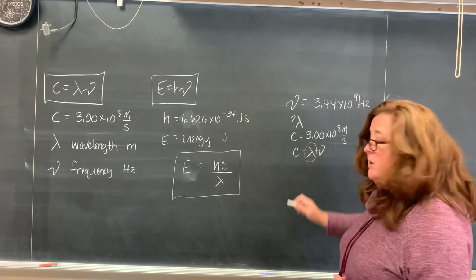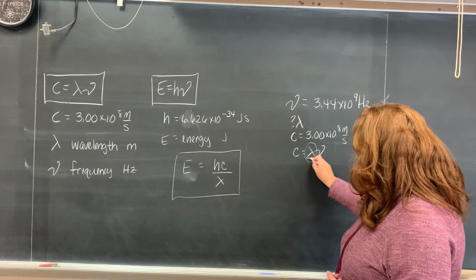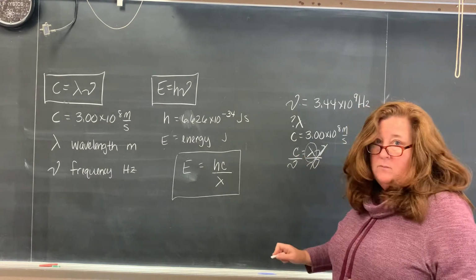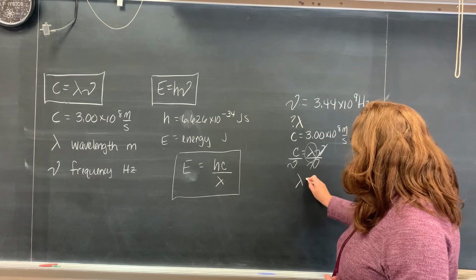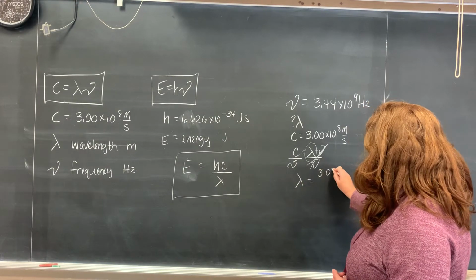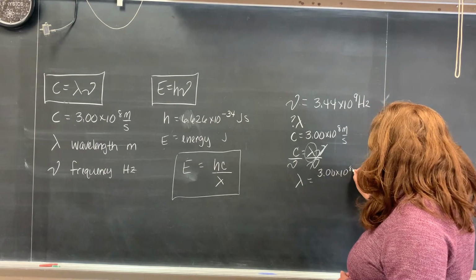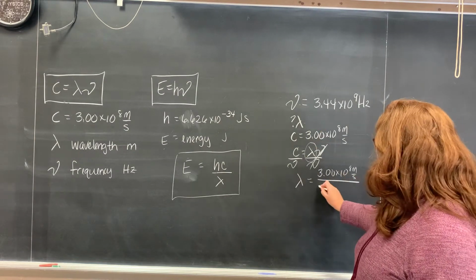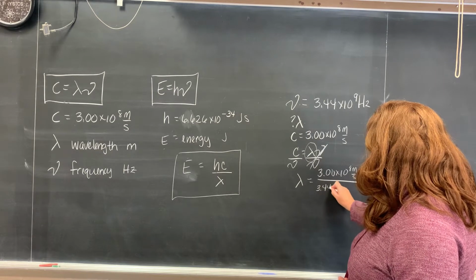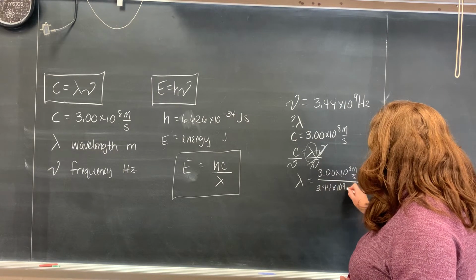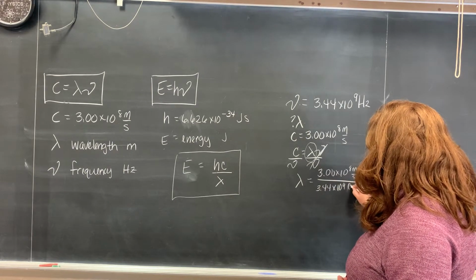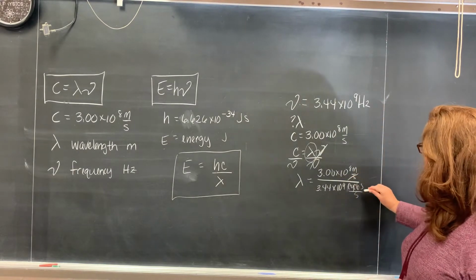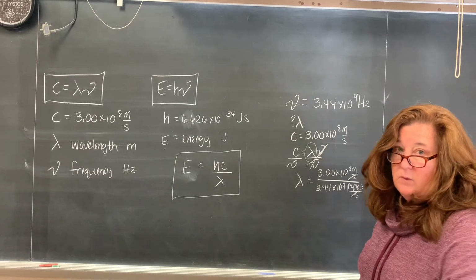This is the variable that you're looking for, so you have to rearrange the equation a little bit by dividing both sides by the frequency. And so then you're going to have the wavelength is equal to 3 × 10⁸ meters per second divided by the frequency, which is 3.44 × 10⁹ cycles per second. That's what a hertz is. And then the per seconds are going to cancel out, and that's going to leave you with meters.